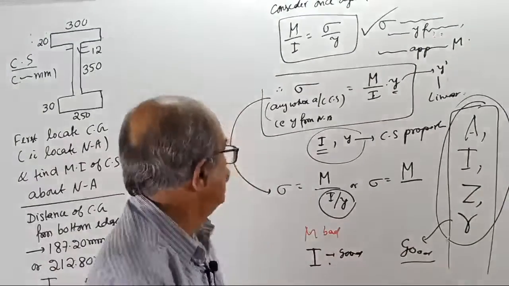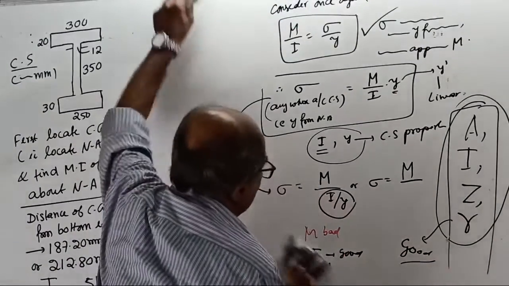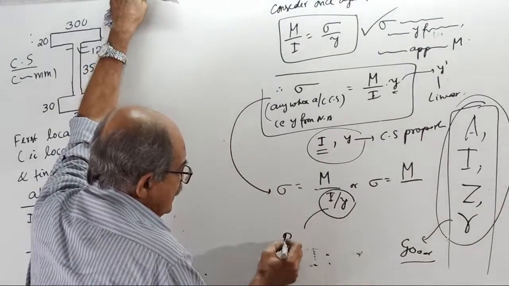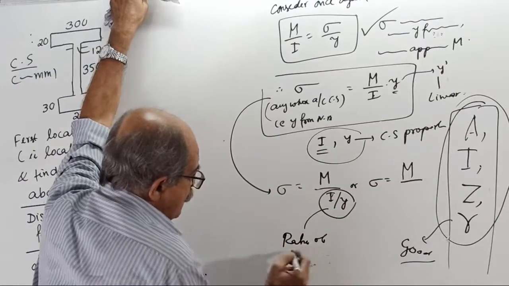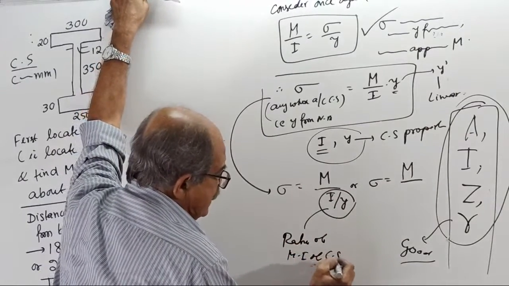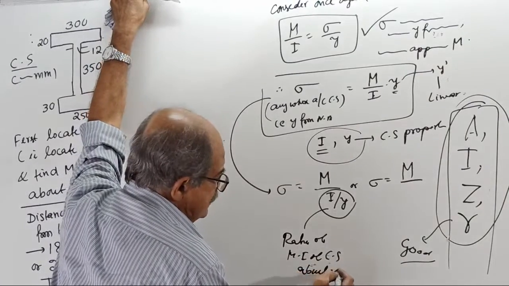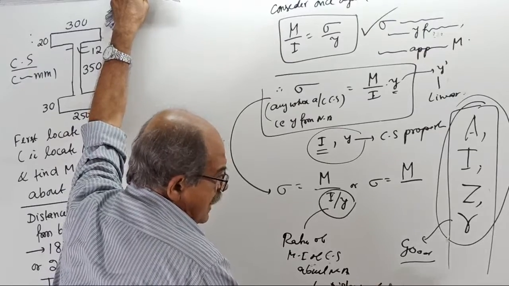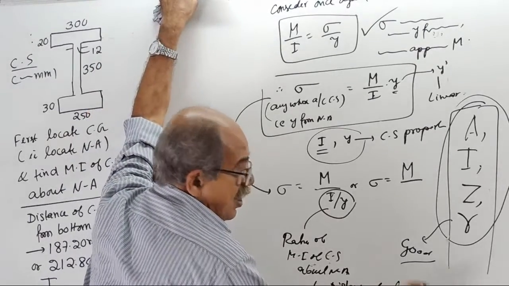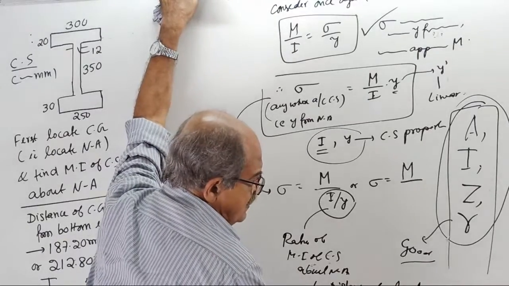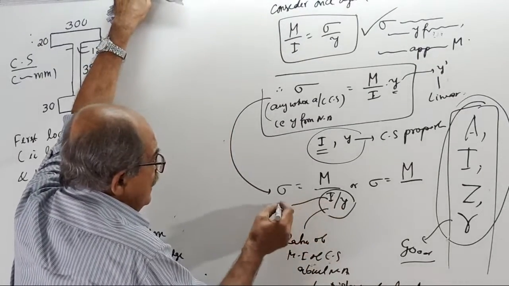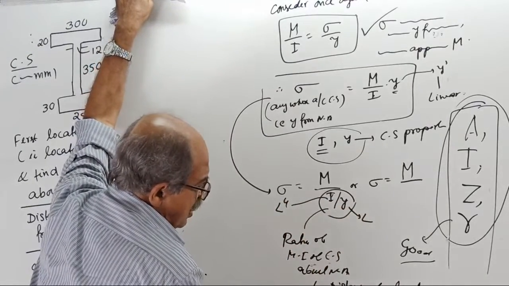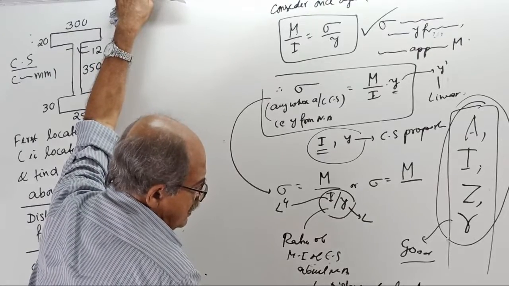Okay. Now, I stopped here. Now I by Y. The term I by Y, that is the ratio of moment of inertia of cross section about neutral axis to distance of element or fiber from neutral axis. That ratio, I is linear power 4, Y is linear, is called section modulus.